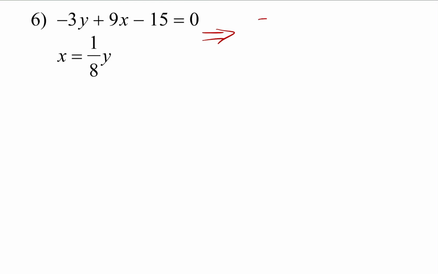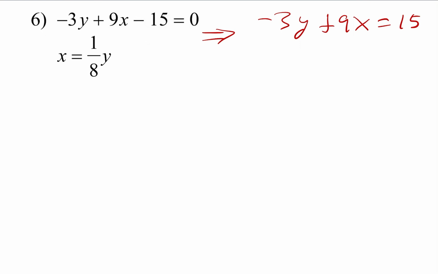I have negative 3y plus 9x minus 15 equals 0. Now, if that minus 15 equals 0 bothers you, we can rewrite it by moving that 15 over to the other side. And in addition, so if we add 15, then that's going to become equals 15. And that's a lot easier for some students to understand.